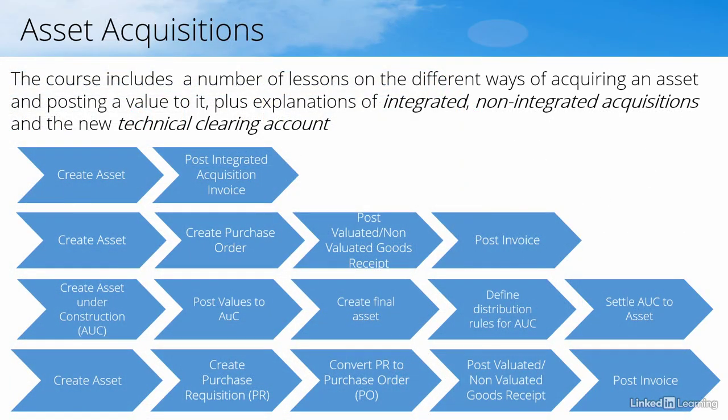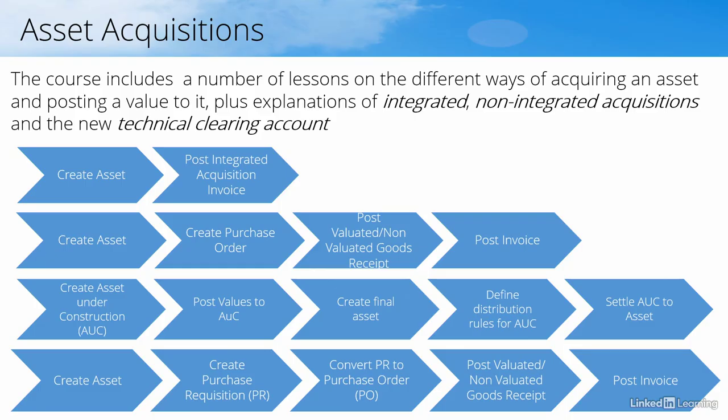There are many ways to acquire an asset, and I'll go through a number of them. The simplest method is probably just posting an invoice against an asset, and the most complicated involves purchase requisitions, purchase orders, goods receipts, invoices, assets under construction, and settlements.